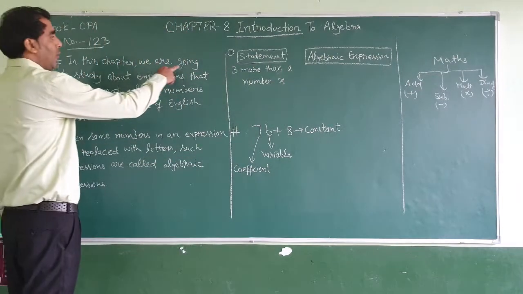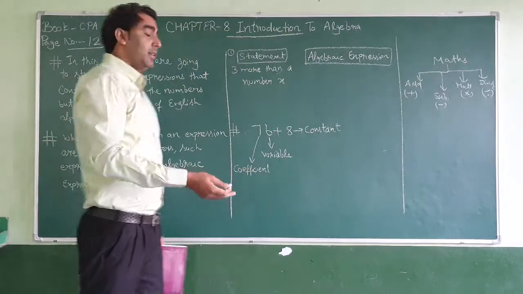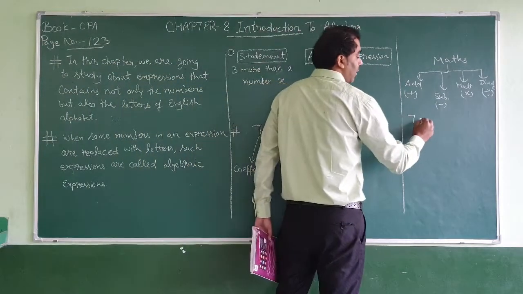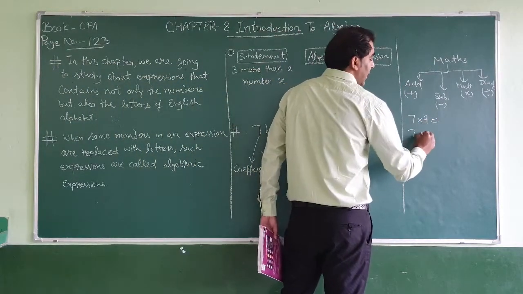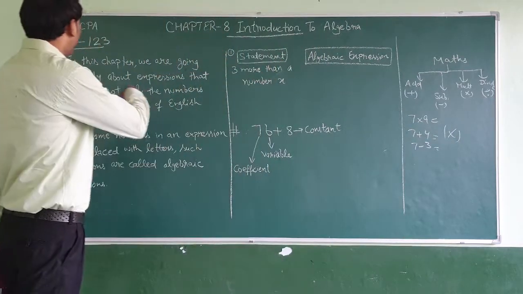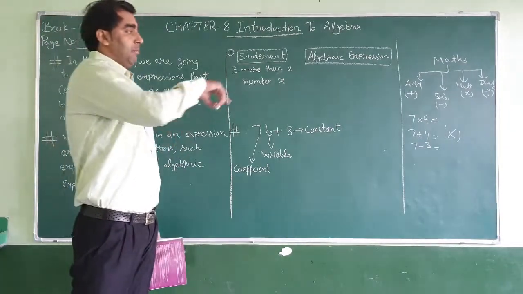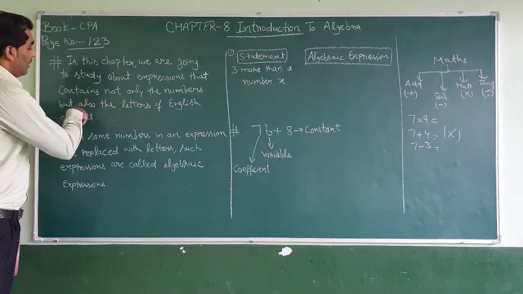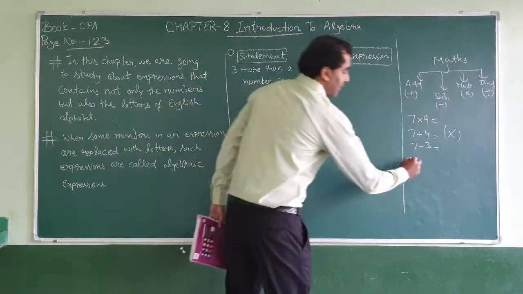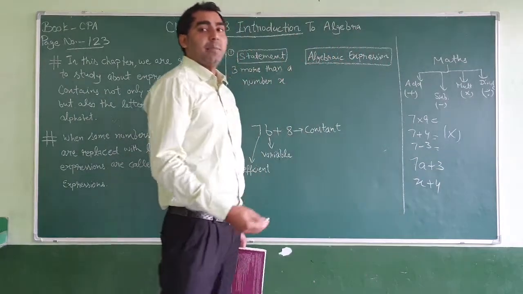In this chapter we are going to study about expressions that contain not only numbers, like 7 multiply 9, 7 plus 4, or 7 minus 3, but also letters of the English alphabet. We will solve expressions with numbers as well as letters of the English alphabet, like this: 7a plus 3, x plus 4. These are the algebraic expressions.